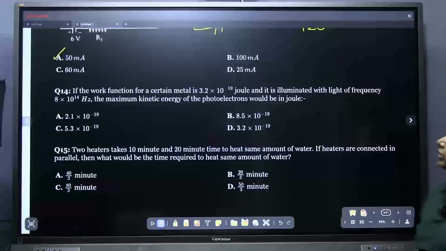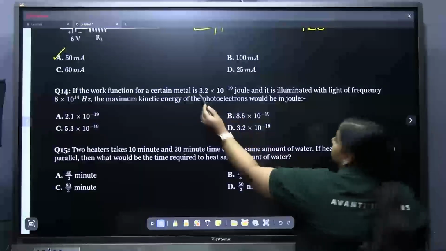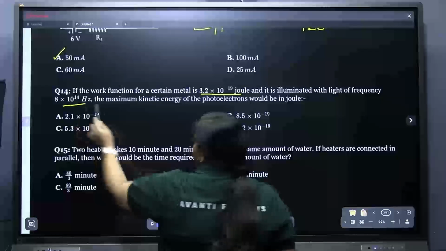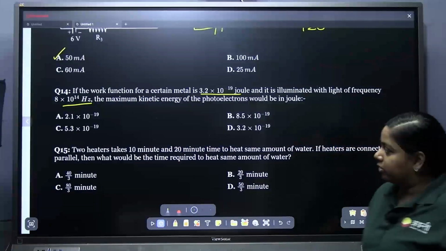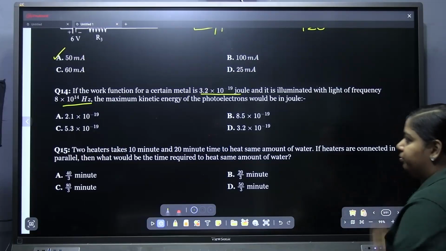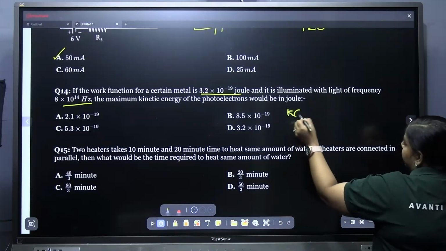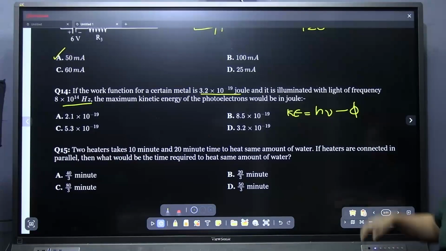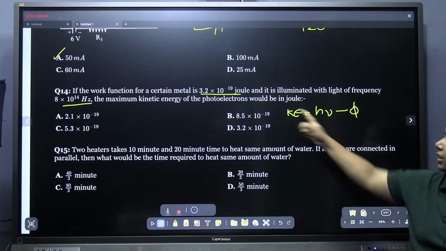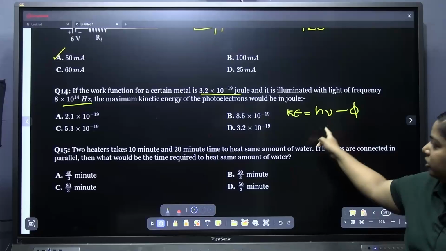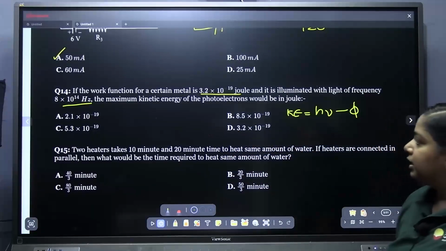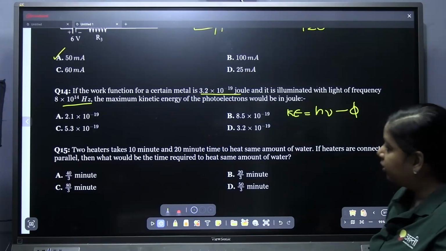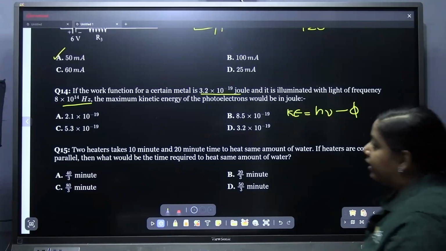Next one, if the work function of a certain metal is this, given in joule, and it is illuminated with a light of frequency this much hertz, the maximum kinetic energy of the photoelectron in joule we have to find. So this is direct application. Kinetic energy equals h nu minus phi. Substitute the frequency, work function is phi, substitute h, you will get the value of the kinetic energy of the electron. Then we will get answer 14, option A.